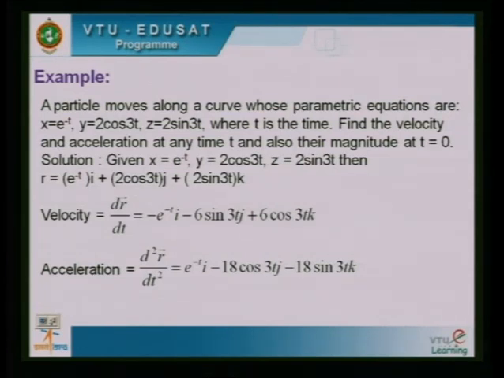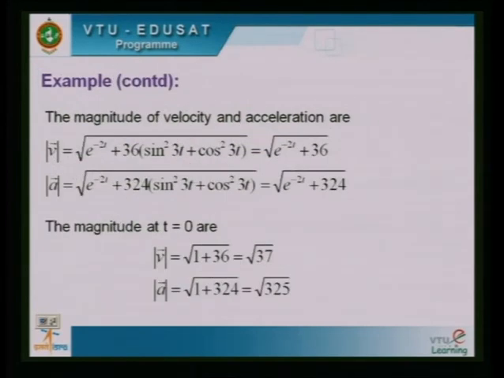Along with that, here they have asked us to calculate the magnitude at time t is equal to 0. The question is, how do we calculate magnitude? We are already familiar with the magnitude of the given vector. Is it clear? We can take the modulus of v. V is known, then square root of e to the power minus 2t plus the coefficient of j square and k square. Is it clear? We want to simplify. In this case 36 is common, you can take it out and use the formula sin square plus cos square, which is equal to 1. I hope you will get e to the power minus 2t plus 36.